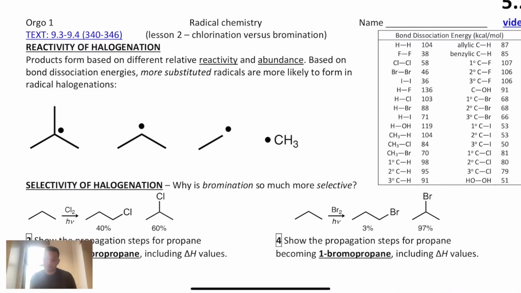Hey there, chemists. In our last lesson, we looked at radical halogenation reactions and how we can replace C-H bonds with C-halogen bonds, things like chlorine and bromine. Today, we're going to look at what's the difference between some of these halogens and how do we predict what our major product is if there are multiple constitutional isomers.